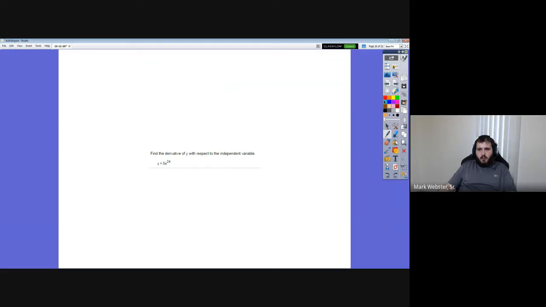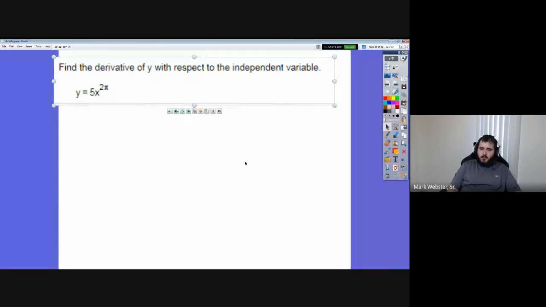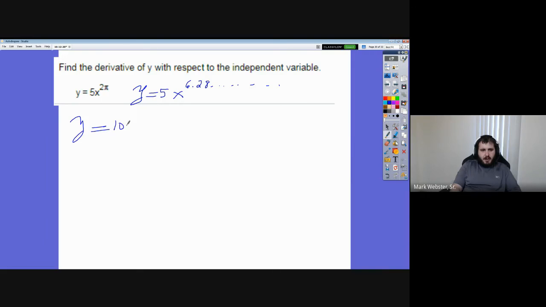You know, and here's, again, another one. Oh, actually, I take that back. This one is thrown at you to be confusing. If this were written as a number, 5 times x to the 6.28 and so on, just bring down the exponent, subtract one, right? This is just a normal power rule. Don't overthink this. Bring down the 2 pi. 5 times 2 pi is 10 pi.